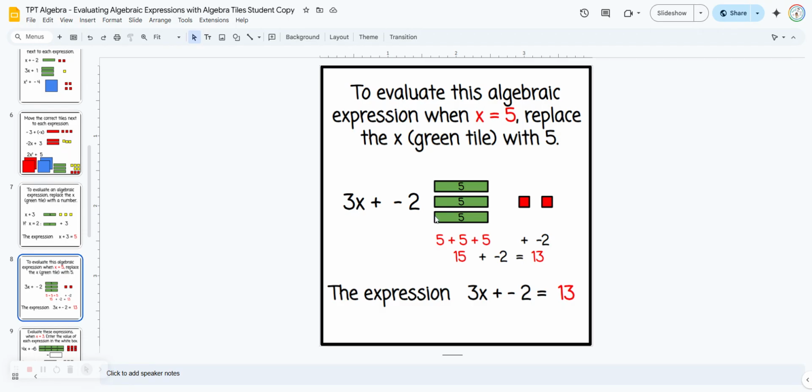Slide 8, we have 3x plus -2. If x is 5, then each one of these is going to equal 5. So we get 15 plus -2 equals 13. So the expression 3x plus -2 equals 13.